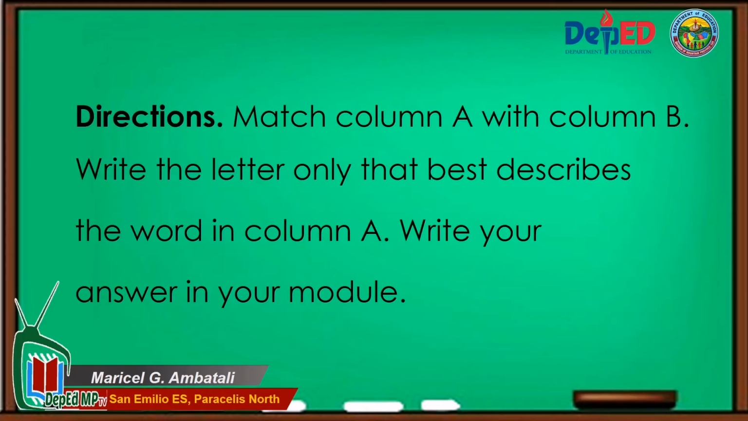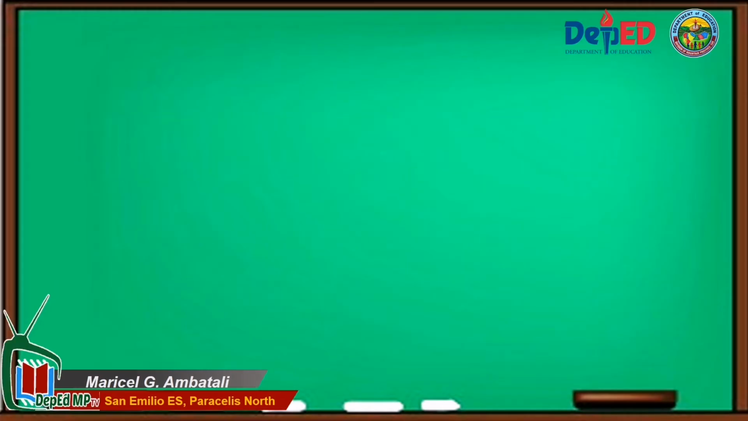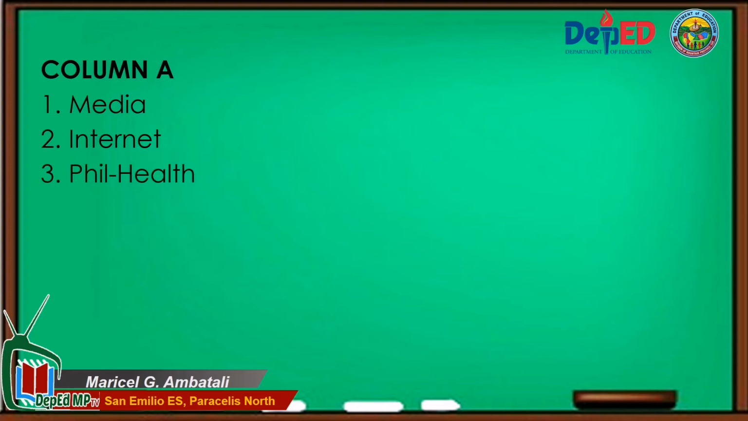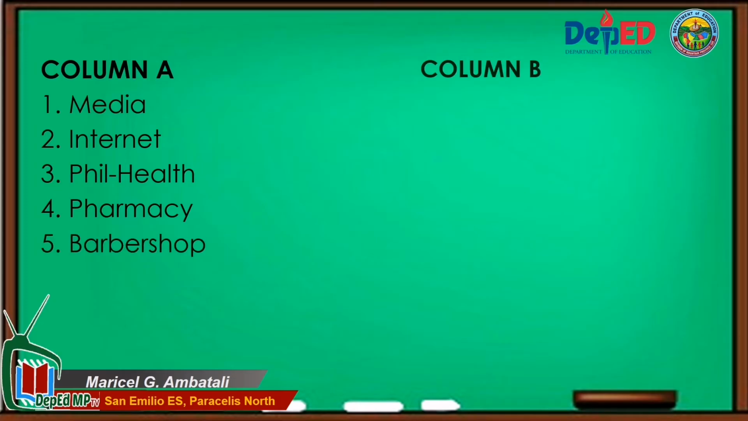For letter B, the directions are: match column A with column B. Write the letter only that best describes the word in column A. Write your answer in your module. Here are the words in column A. Number 1, media. Number 2, internet. Number 3, PhilHealth. Number 4, pharmacy. Number 5, barbershop.